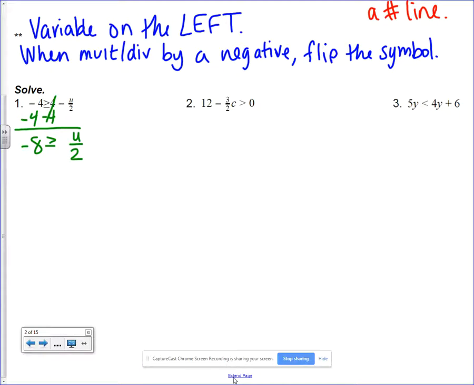Now, folks, she said negative u over 2. I want to know where that negative is. Right now, it's out front. Do I put it top, bottom, both? What do I do? Doesn't matter as long as it's not both.